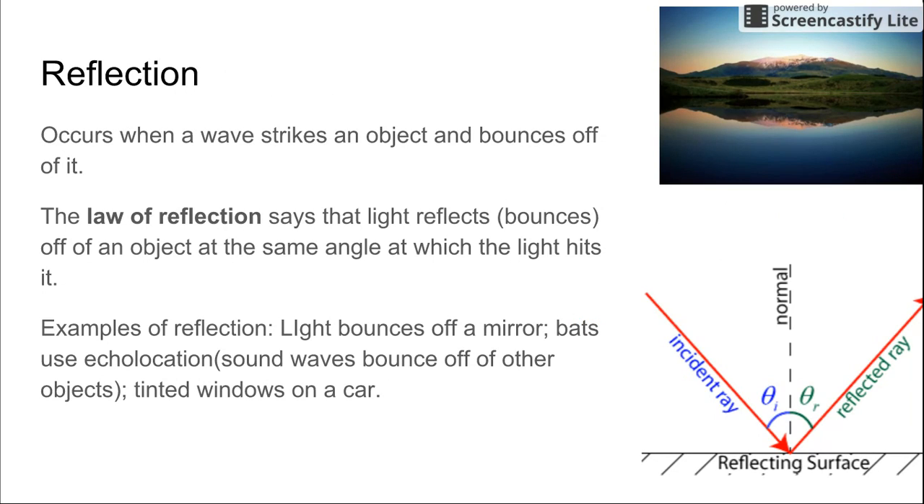A reflection is when a wave strikes an object and bounces off of it. And the law of reflection says that the light reflects off an object at the same angle at which the light hits it. So if this were to come in at 45 degrees, it would reflect back out at 45 degrees, saying that these two angles right here are the same. An example of this would be when light bounces off a mirror, when bats use echolocation, or tinted windows on a car.